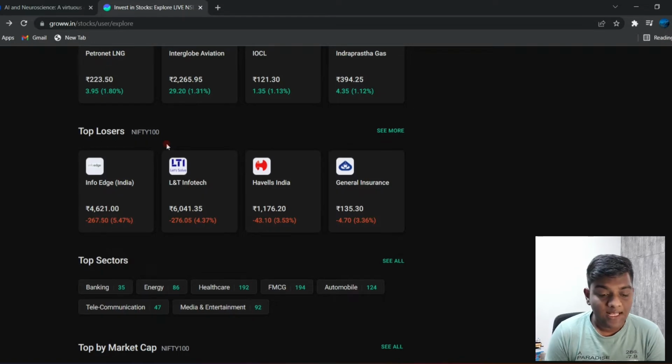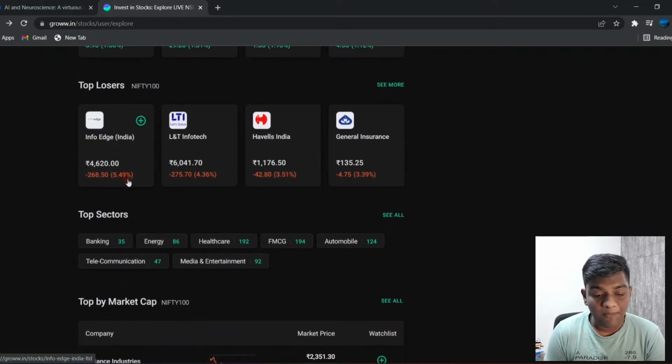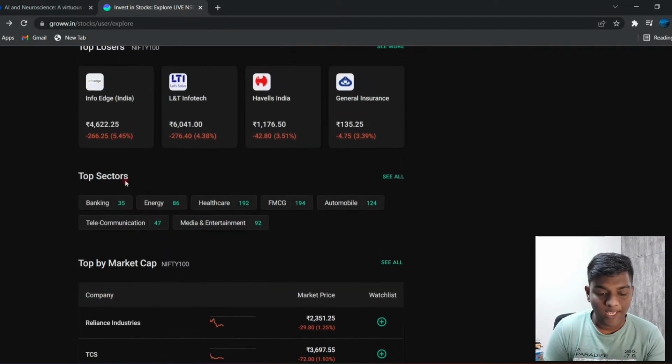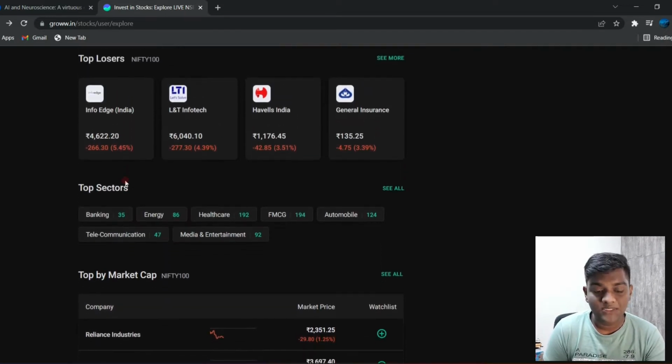So Info Edge has gone down by 5% today, so it has lost 266 points, so it has performed very badly today, so it comes under top losers of today, and it indicates it's a good buying option if this stock is in your watch list.